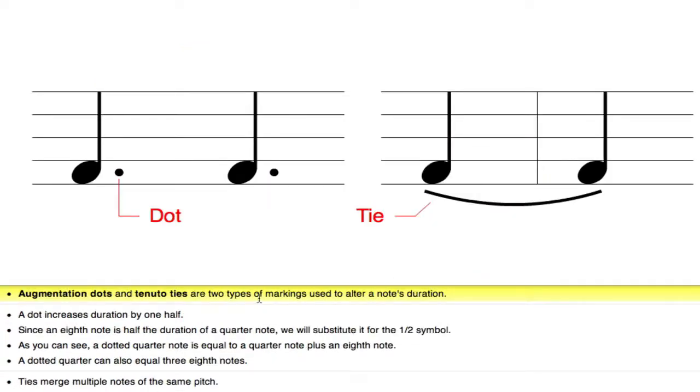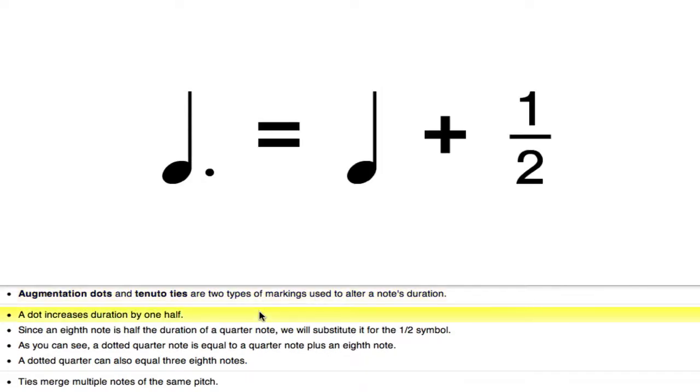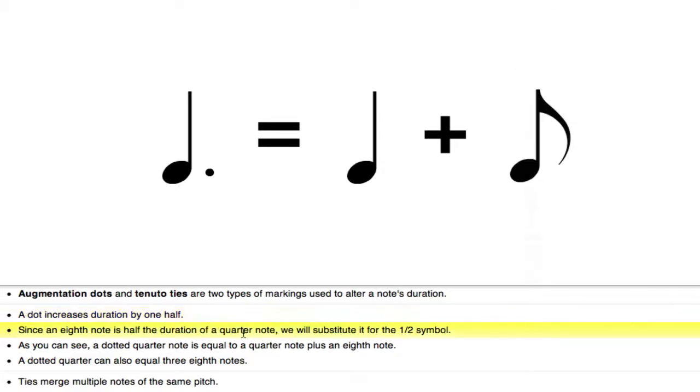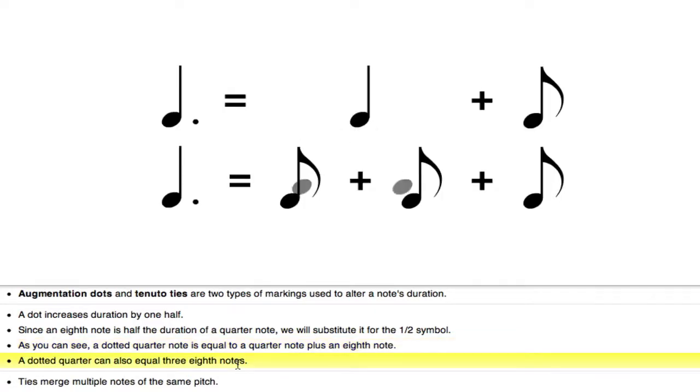Augmentation dots and tenuto ties are 2 types of markings used to alter a note's duration. A dot increases the duration by 1/2. Since an 8th note is half the duration of a quarter note, we will substitute it for the half symbol. As you can see, a dotted quarter note is equal to a quarter note plus an 8th note. A dotted quarter note can also equal 3/8 notes.